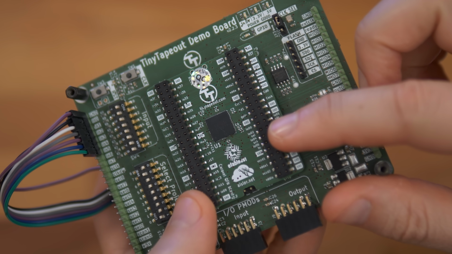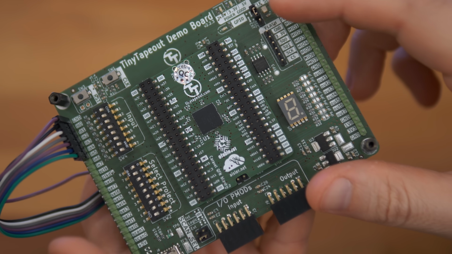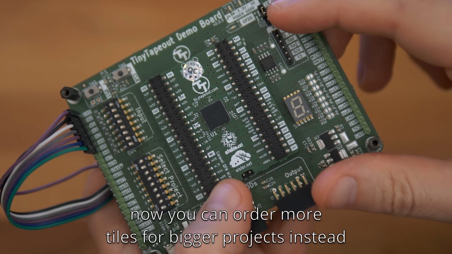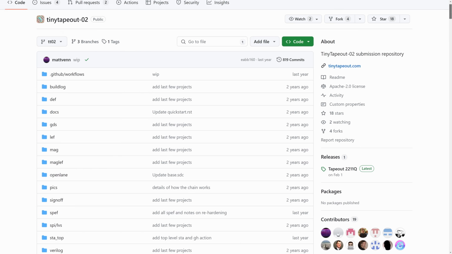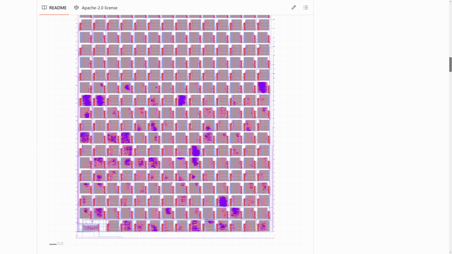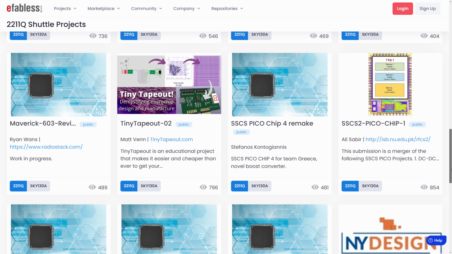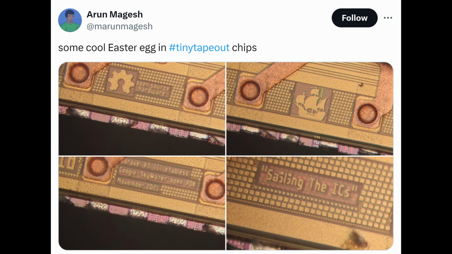The cool thing about Tiny Tapeout is that all my designs are on the same chip, so I only need one board, and actually the other designs were way cheaper. So once that was committed, Matt basically combined all those projects into one big file that was submitted to the foundry. The cool thing about it, every single tool used in this whole development chain was actually open source.